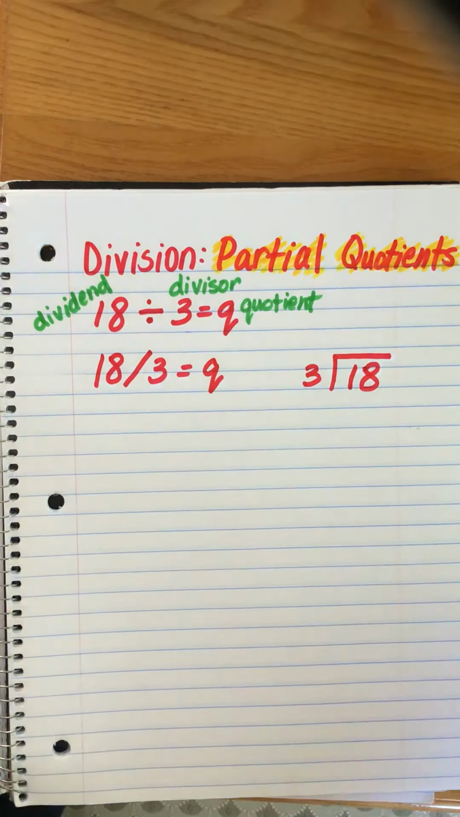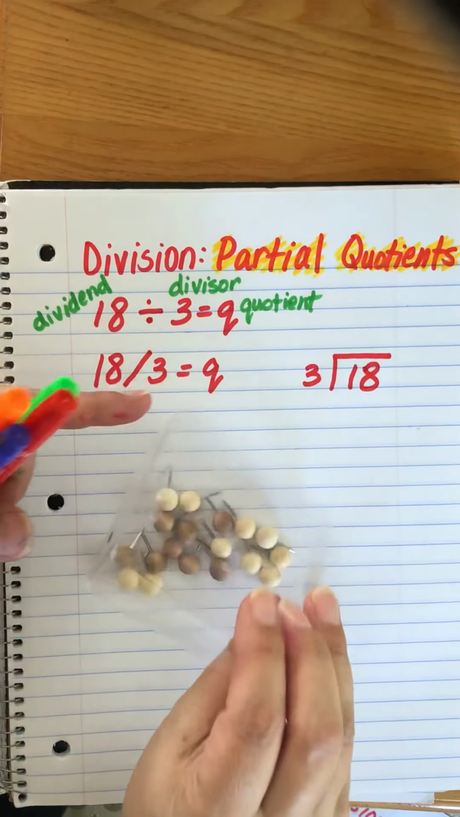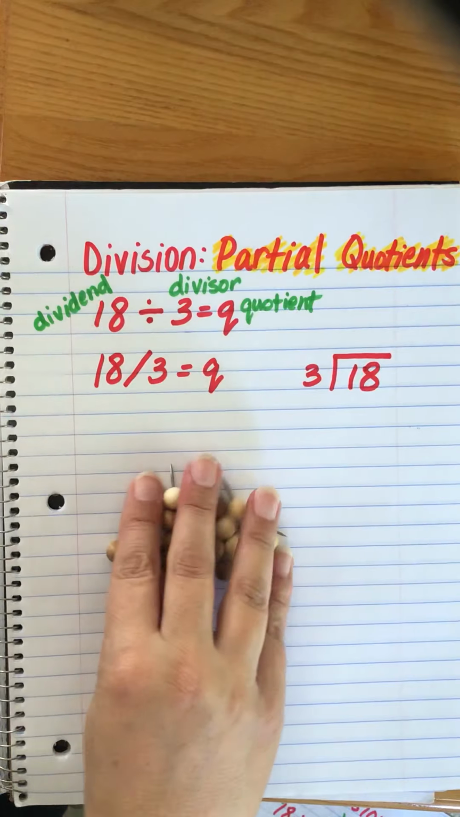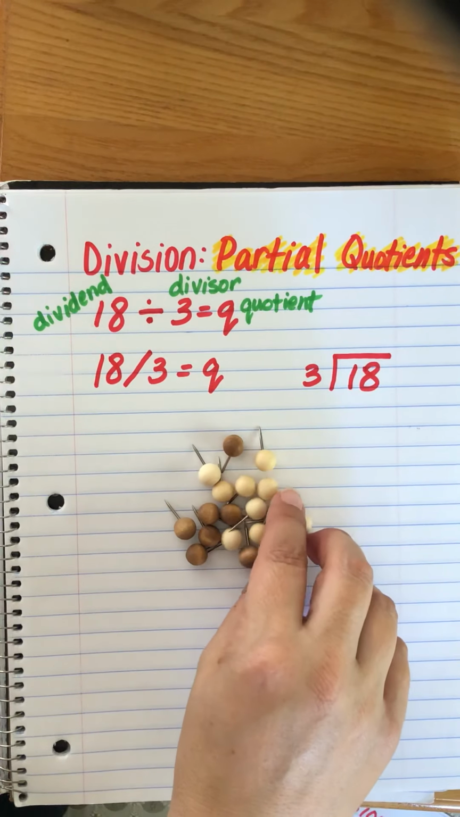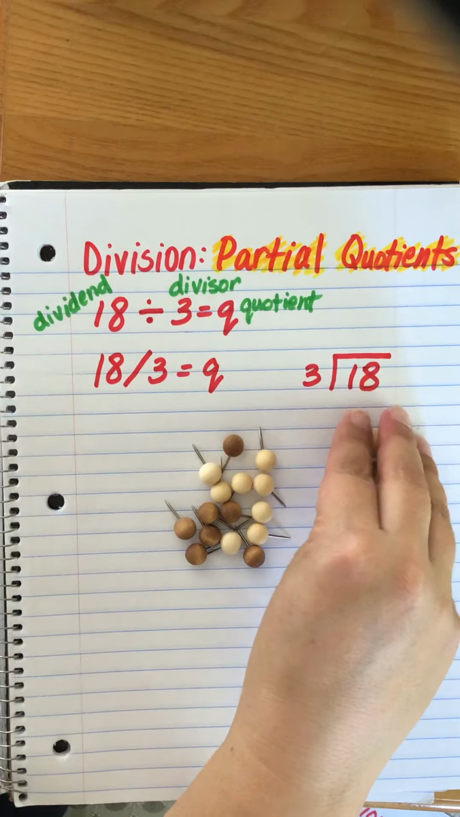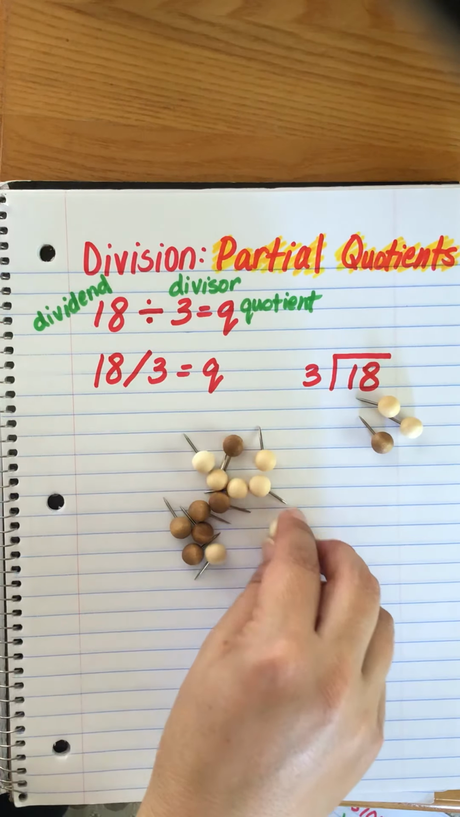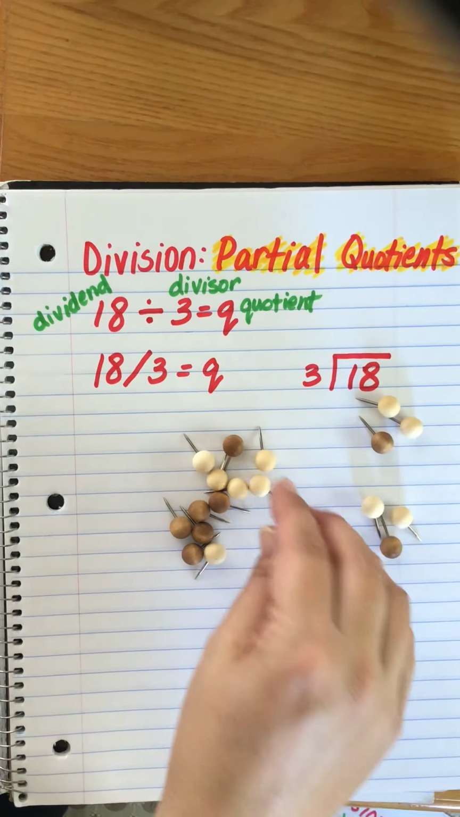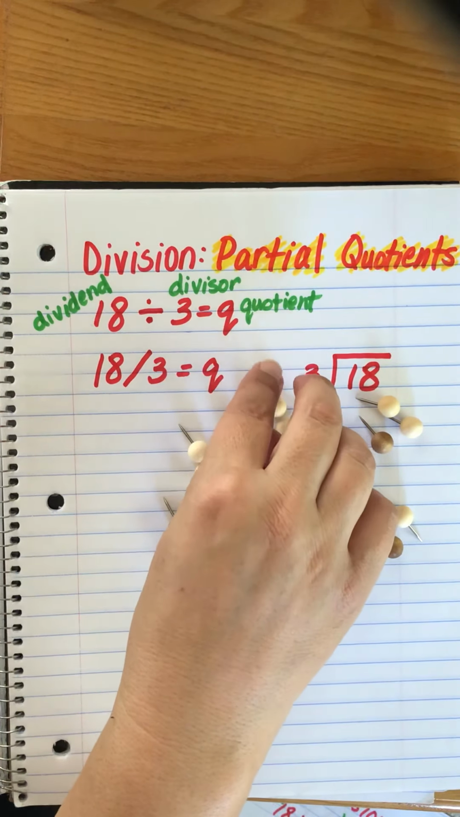Okay, so let me show you what we're doing when we divide. Okay, this is what division is. So let me illustrate this for you. So here I've got 18 push pins, okay, and I'm going to divide by 3. So that means I'm going to take away 3. And I'm going to keep taking away 3 until I've got nothing left, or close to nothing left. Sometimes you're left with something, but not enough for another group.